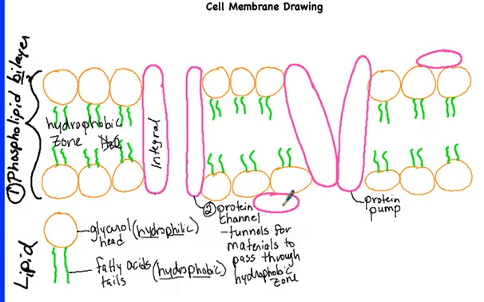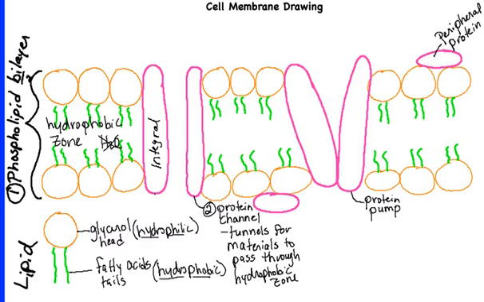This protein and this protein are what we call peripheral proteins because it does not pass all the way through the membrane. It just sits kind of on one side of the membrane. And that is our second component for our cell membrane. So let's look at the third component.